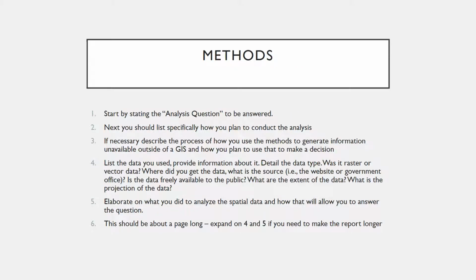Next is the methods section. You want to start off your methods section by clearly stating the analysis question to be answered. And you do that something like this: The proposed question to be answered was, and then state the question. And the very next thing you should do is list specifically how you plan to conduct the analysis. To answer the question, such and such data was acquired, and the data was analyzed by blah, blah, blah, blah, blah. Okay?